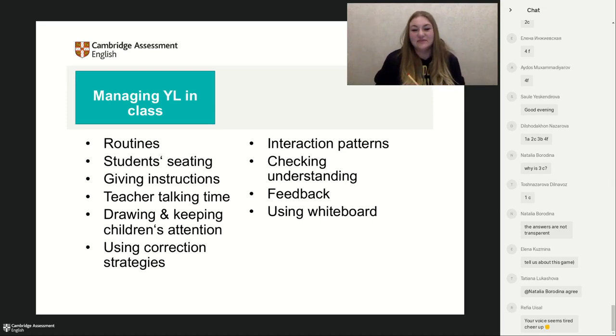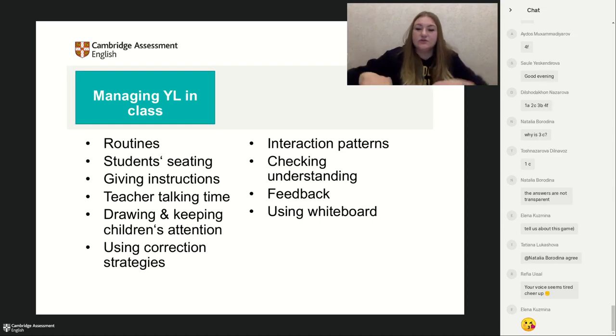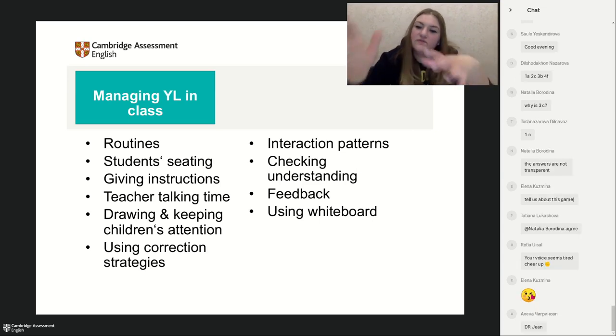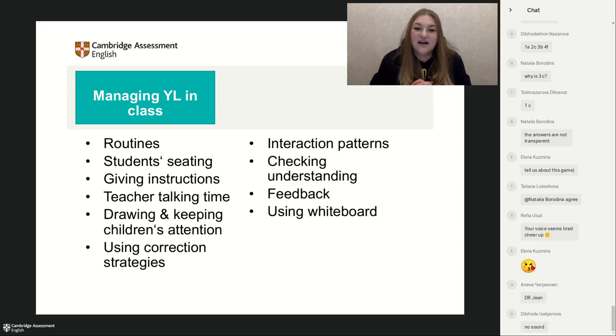Here you can use different songs, chants. And you know, on YouTube, I found a very nice woman, which is called Dr. Jean. I put it on the chat box. She has got very nice videos on attention grabbers, attention getters that you can use in classroom or even in your camps, summer camps, if you work there. She's wonderful. She has nice songs, and they're easy to remember, and they're easy to adapt to your classroom. Using correction strategies, interaction patterns, checking understanding and feedback, and using whiteboard.